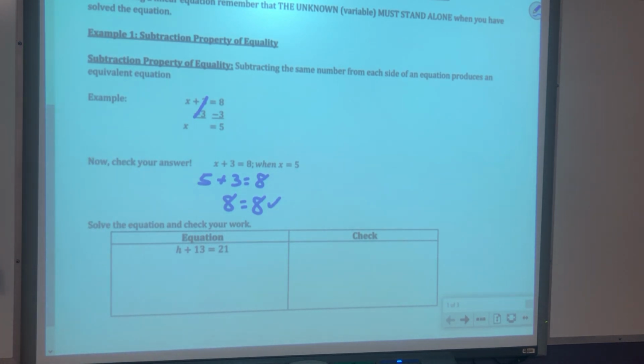We know that our answer is correct because the left side and the right side are balanced. When we check our answers, that's what we're looking for: our left side and our right side to be equal to each other.